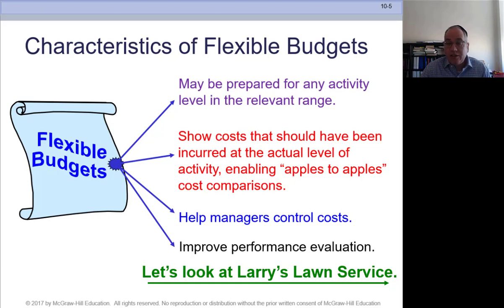And a flexible budget is something we can prepare for any level of activity in a certain range. And they'll show how sales and costs would change based on the change in that level of activity. And these will allow you to control costs. It'll improve performance evaluations.